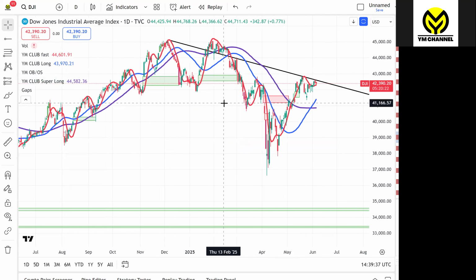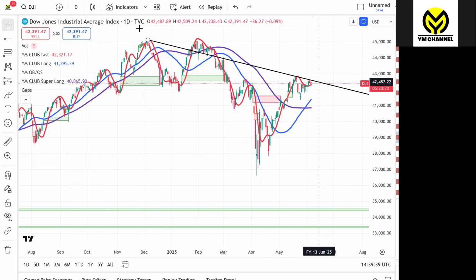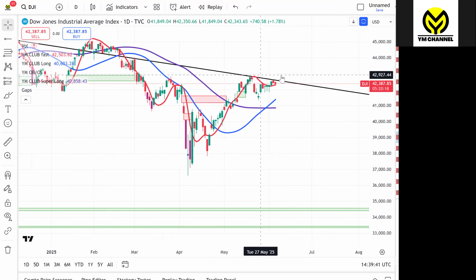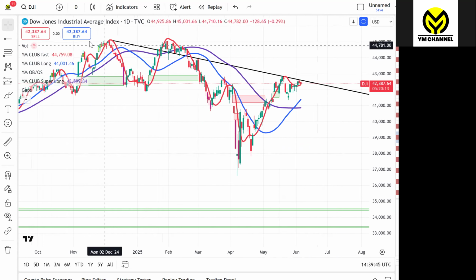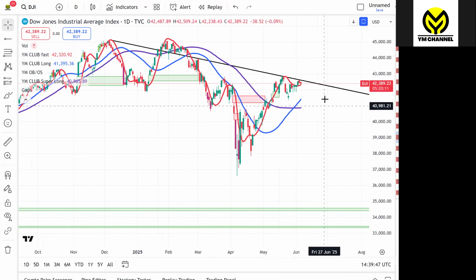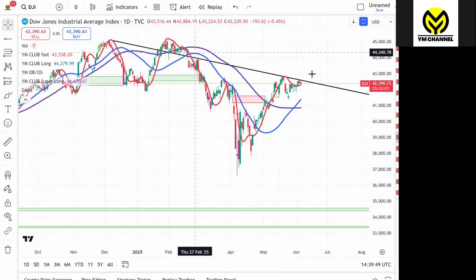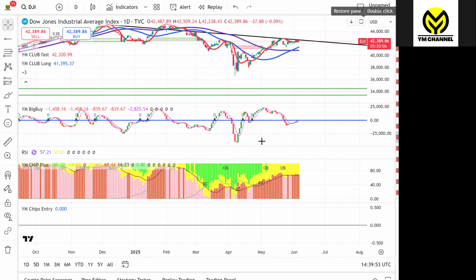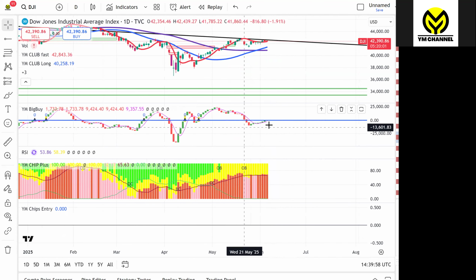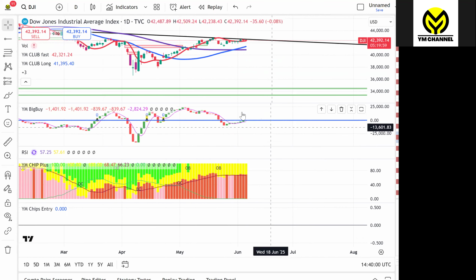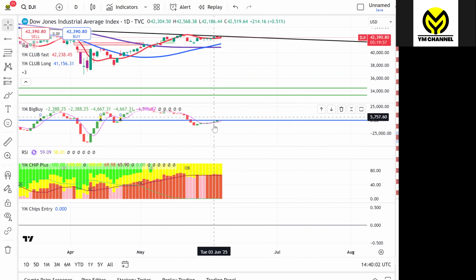But if you look at the resistance, we can use the red line to trade, okay, or the blue line to trade. But if you don't have my indicator, you can look at the trend line to trade. Okay, so we are under this trend line right now. And the fund movement is the same. It's getting lower and lower and lower. We are under zero now. Hopefully they can break above the zero, this level.